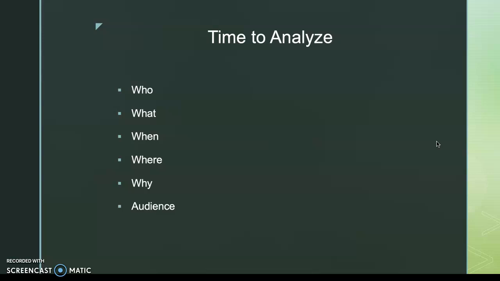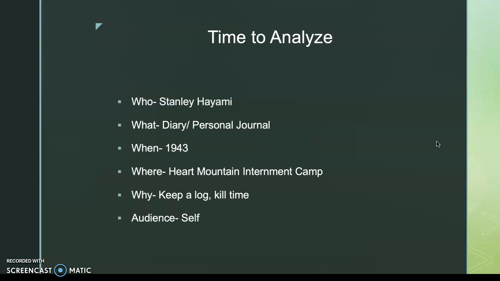So we're going to start with the questions: who, what, when, where, why, the audience. So who, it would be Stanley Hayami as the author. What, this would be a diary or personal journal. When, this was around 1943. Where, he was writing this at the Heart Mountain internment camp. And why, you can probably think of different reasons why. Maybe he was keeping a log just to kill time, or he just wanted to be able to reflect back on these experiences. And I would also argue that the audience of this journal would be himself. Maybe he eventually wanted people to find it, but at the time he was writing it, it was for himself.